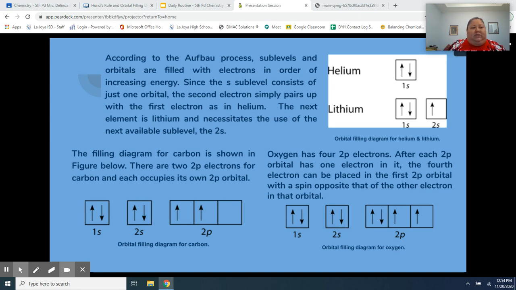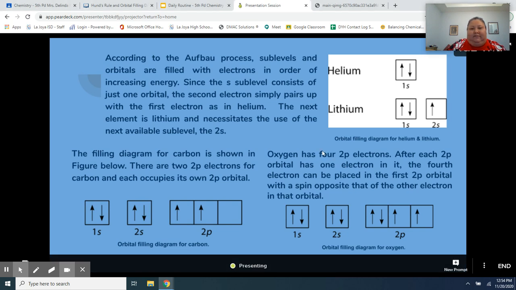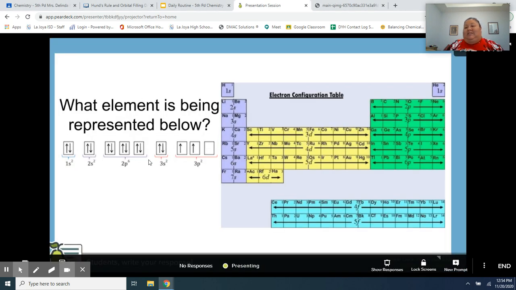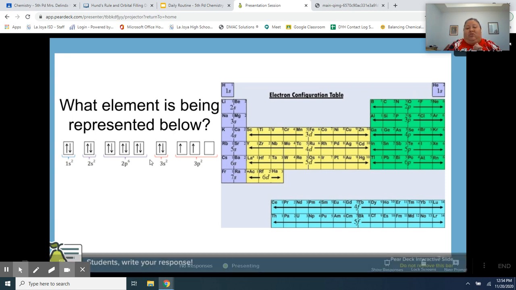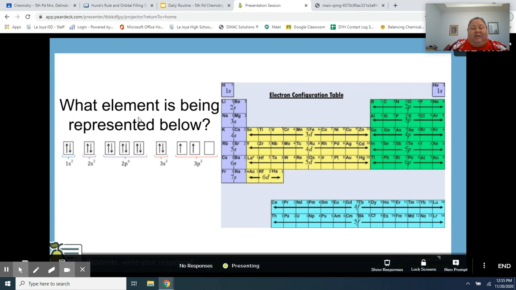All right, almost done, guys. All right, this is a challenge one because technically I haven't shown you how to do this, but let's see if you can, okay? As a class, we're going to do it together. If you want to try it on your own, that's great. Or if somebody can come and post the answer, that's great. I'm going to give you a little bit of time, but we can discuss it as a class if necessary. What element is being represented below?